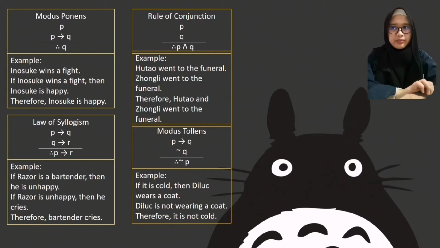For modus ponens, we have P, P implies Q, and conclusion Q. For example, Inosuke wins a fight, P. If Inosuke wins a fight, then Inosuke is happy, P implies Q. Therefore, Inosuke is happy, conclusion Q.